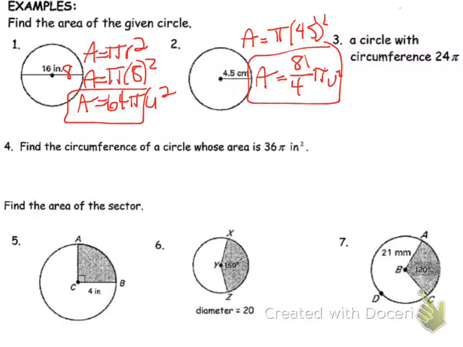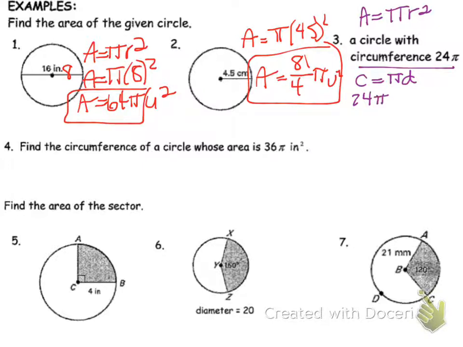Okay, number 3, a circle with a circumference of 24 pi. Okay, again, we're still just trying to get the area of this. And so to be able to get the area, we need to know what r is. Okay, so the only information they give us is that the circumference is 24 pi. Well, circumference is, you can either think of 2 pi r, or you can think of pi d, pi times diameter. That's probably the easiest thing to think of here.